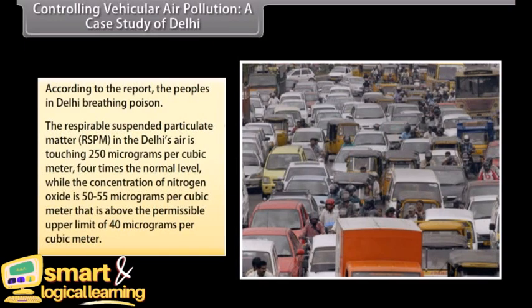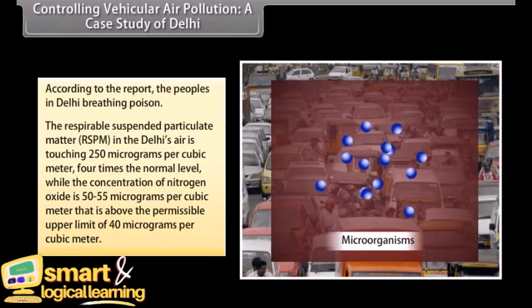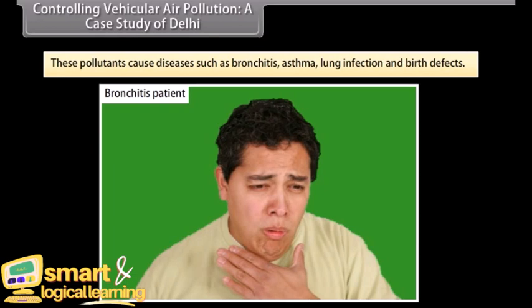The respirable suspended particulate matter, RSPM, in Delhi's air is touching 250 micrograms per cubic meter, 4 times the normal level, while the concentration of nitrogen oxide is 50 to 55 micrograms per cubic meter, which is above the permissible upper limit of 40 micrograms per cubic meter. These pollutants cause diseases such as bronchitis, asthma, lung infection, and birth defects.